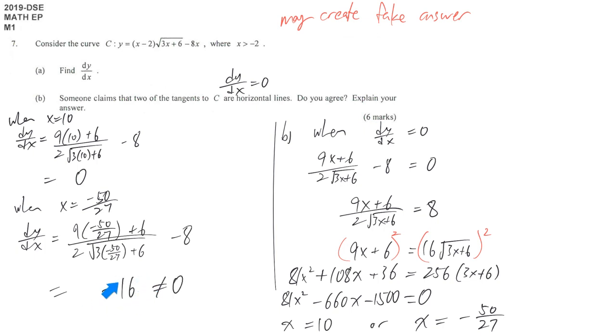So this is not our target, and you may find that this part gives you negative 8. However, our requirement is that this part needs to be positive 8. That's why I say that whenever you square both sides, you may create a fake answer because you just consider its magnitude, but you do not consider its sign. Therefore, the final conclusion: only one tangent is horizontal. Therefore, do not agree.